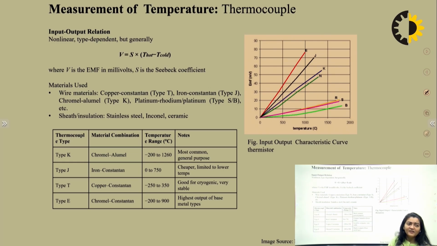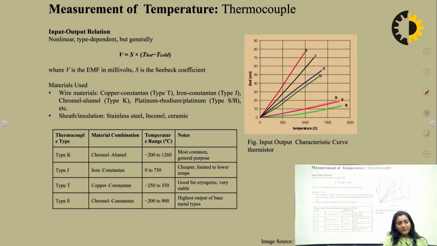It is very non-linear and time dependent, but for some range it shows linearity also, where V is the EMF in millivolts, V equals S into (T hot minus T cold), where S is the Seebeck coefficient. So for every couple of wire materials, like copper-constantan, we say it is type T. For every metallic combination, we have named the thermocouple.